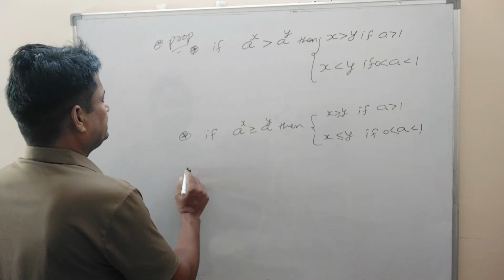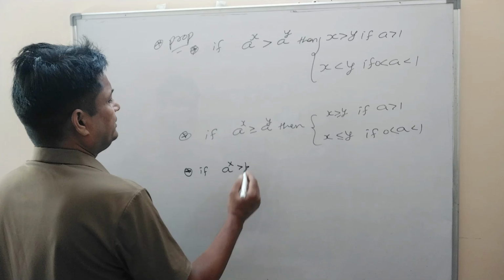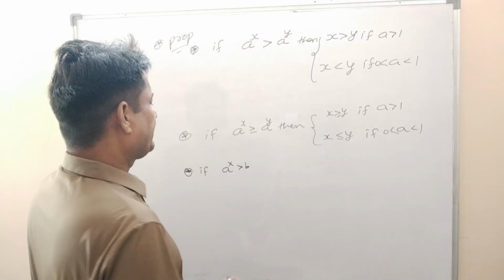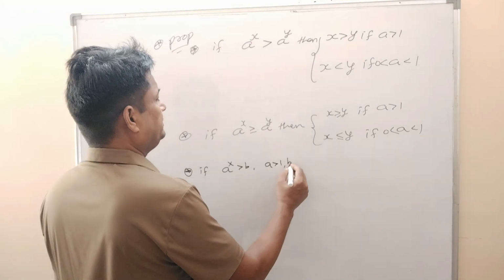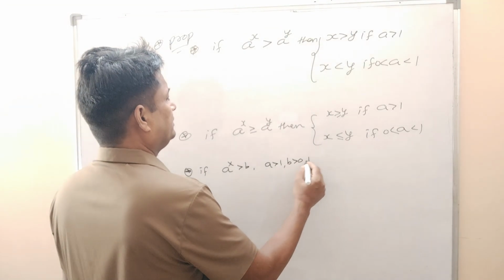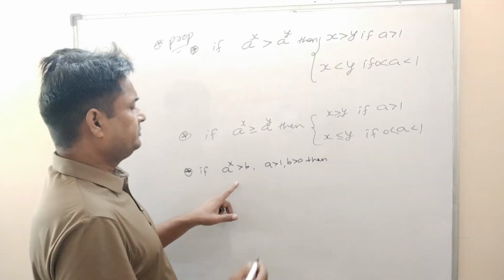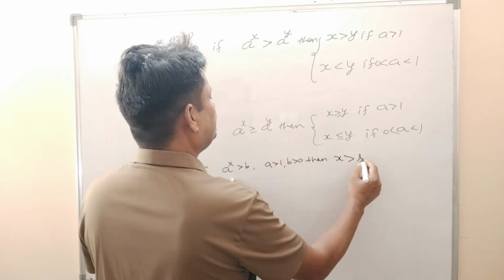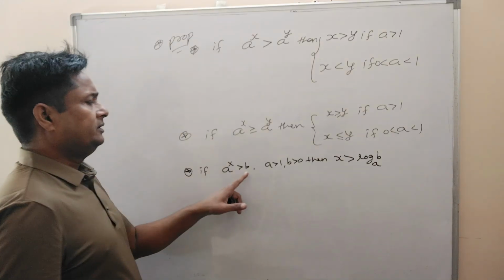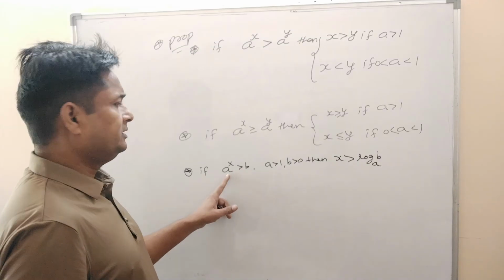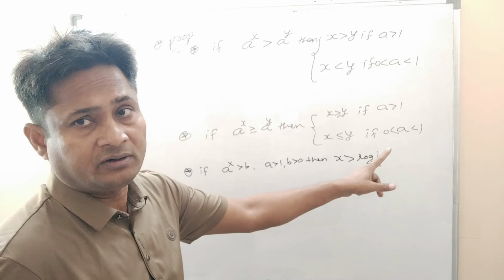One of the properties is: if a to the power x is greater than, let's say, b, here a is greater than 1 and b is greater than 0, then if we apply log on both sides, x will be greater than log of b base a. Here b should be positive and a is greater than 1, then the answer will be x is greater than log b base a.